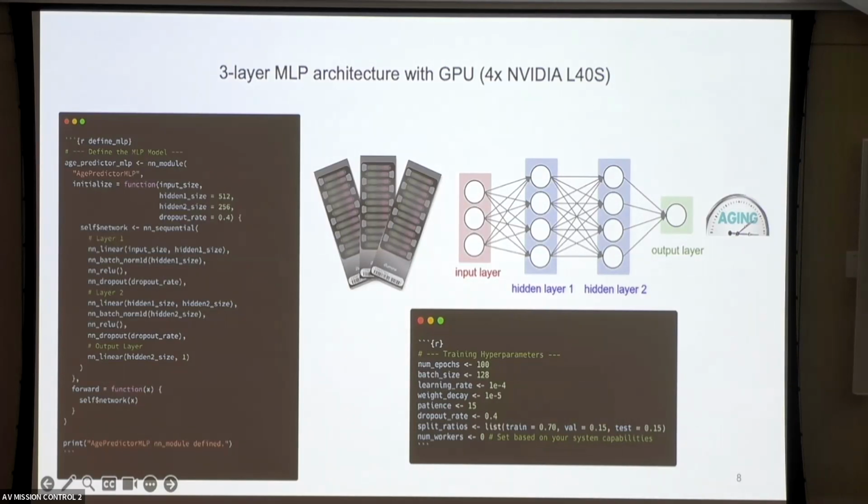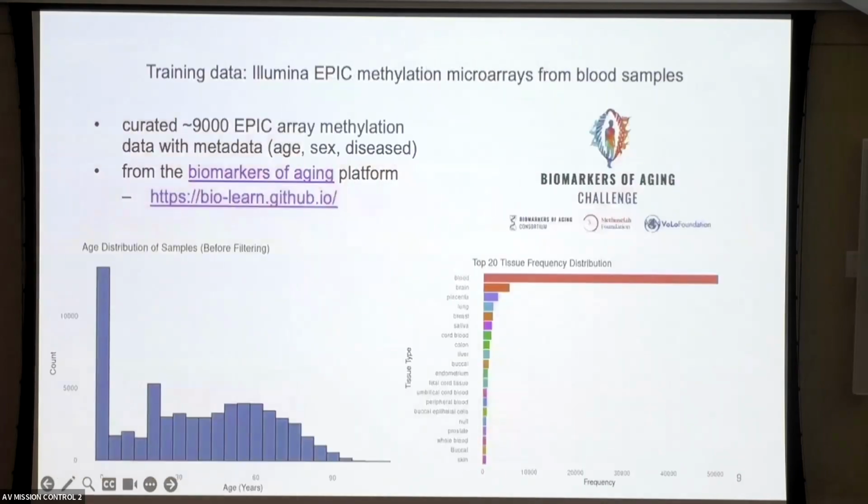What you're doing is simply trying to predict age, a single numerical variable, by feeding in a bunch of EPIC arrays. To explain a little bit about the training data itself, this was a curated data set from the Biomarkers of Aging Challenge. It has EPIC microarray data with methylation data, and some metadata, including age, sex, and whether it's disease or not. This was already curated from the Biomarkers of Aging platform that you can access through a Python library. Looking at the age distribution, most of them are 0 because there are a lot of babies or umbilical cord blood samples.